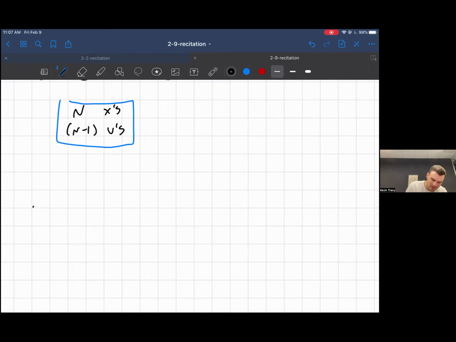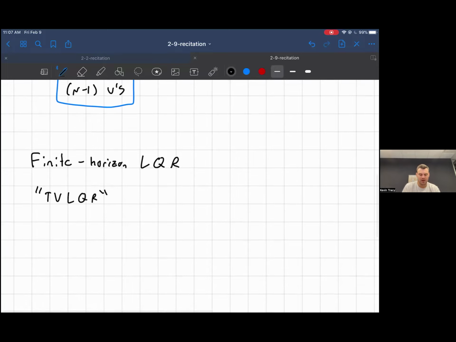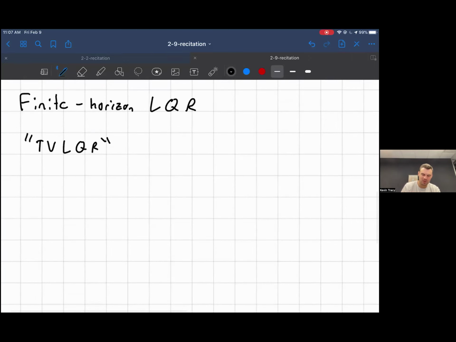With that, we can now get started, and I'm going to give you all the different names of this. So here is finite horizon LQR. Now, LQR is a linear quadratic regulator. You will also see this as time varying LQR, discrete horizon LQR. People will call this many different things, but you just have to recognize the cost function and know how to solve it.